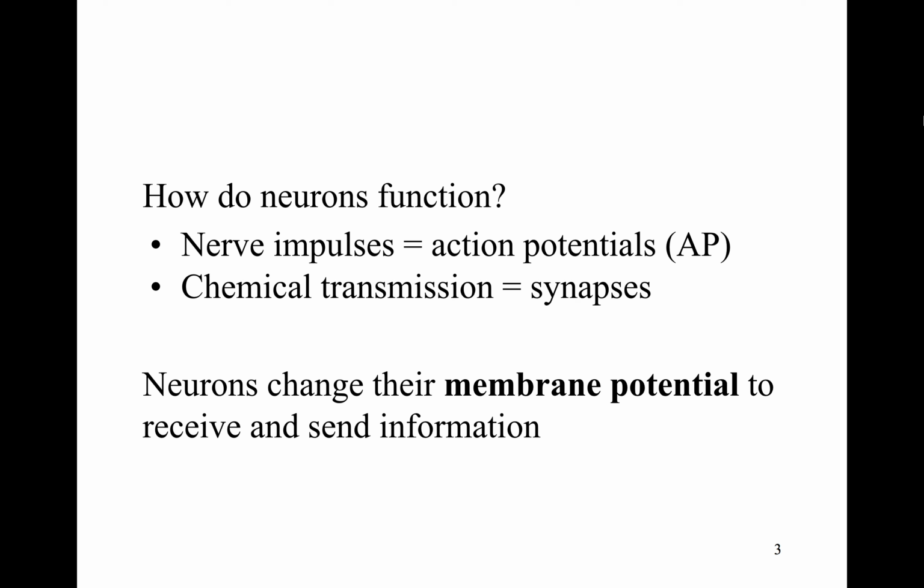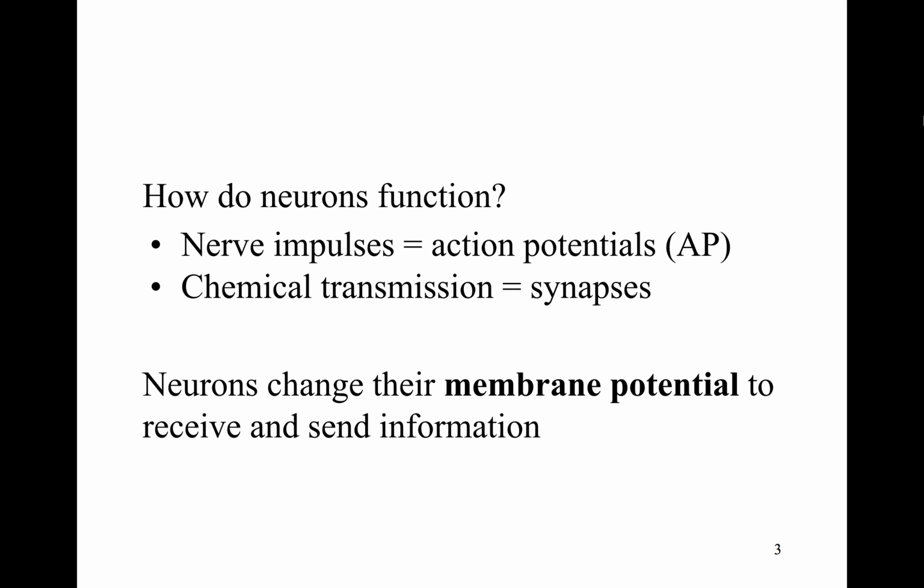So neurons are going to function by rapidly changing the voltage across that plasma membrane, or rapidly changing their membrane potential. In doing so, they're sending and receiving information in order to perform the overall function of the nervous system, which is to control.